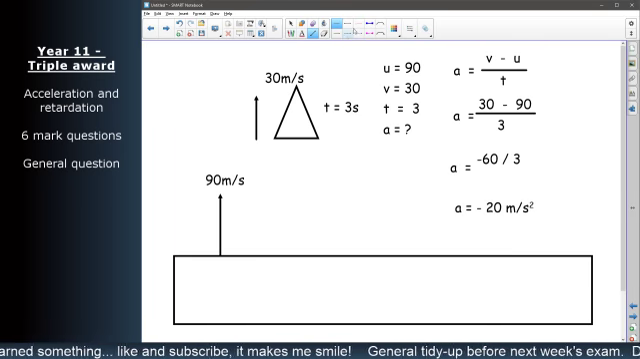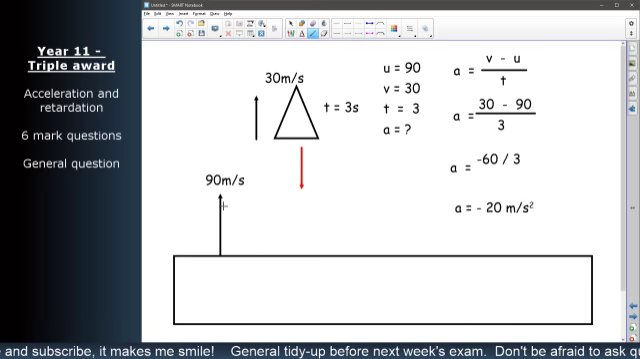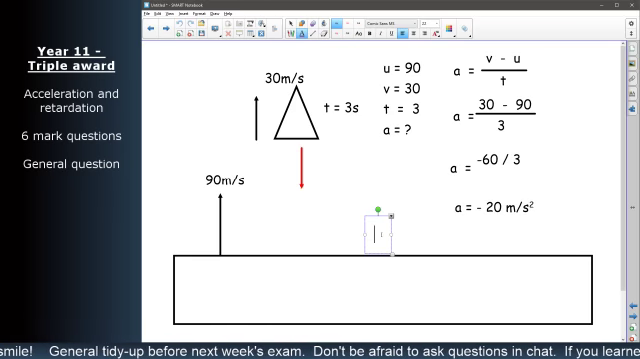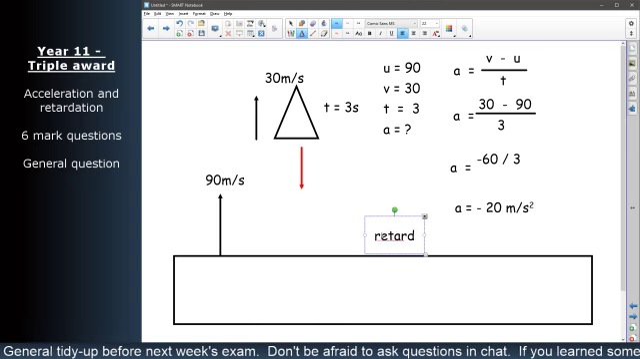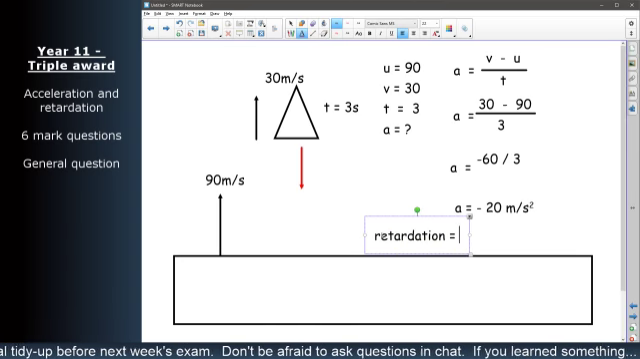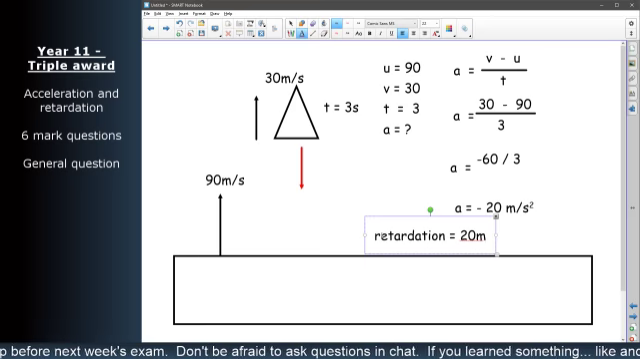But even better, you've found out that that acceleration is in the opposite direction to my two speeds, because I've said that upwards is positive. Because I've got a negative, that's telling me my acceleration is directed downwards. So this is a deceleration. So my retardation is just equal to 20 meters per second squared.